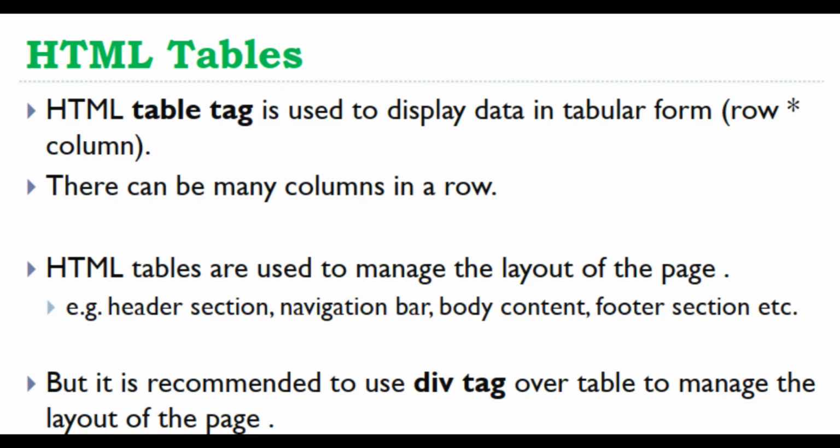HTML tables. The HTML table tag is used to display data in tabular form, rows by columns. There can be many columns in a row. HTML tables are used to manage the layout of the page, e.g. header section, navigation bar, body content, footer section, etc. But it is recommended to use the div tag over table to manage the layout of the page.